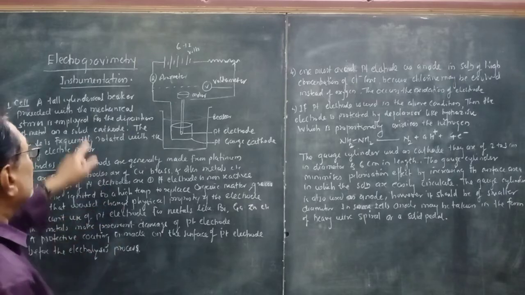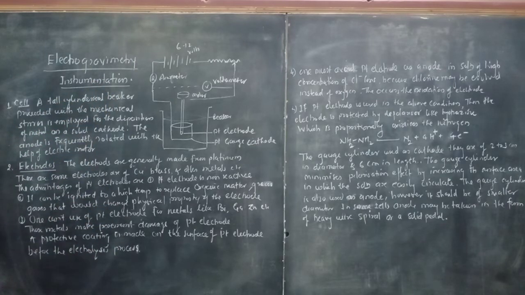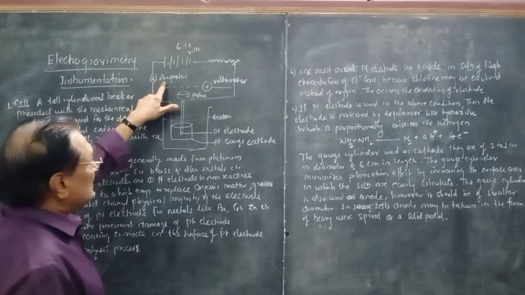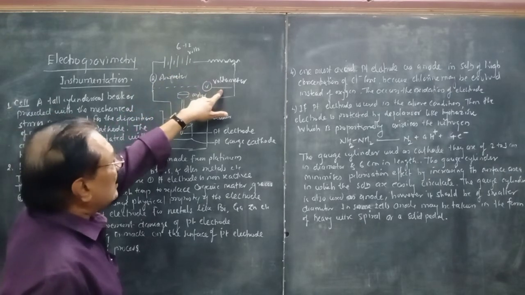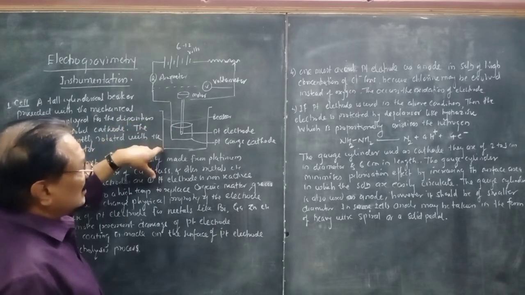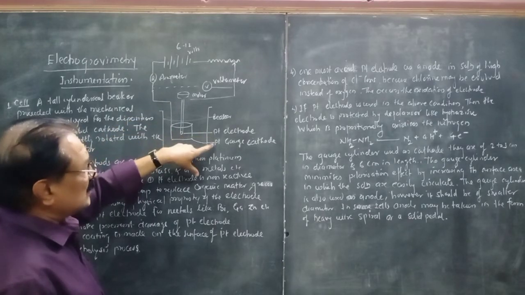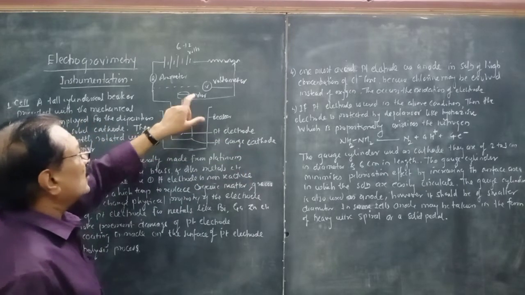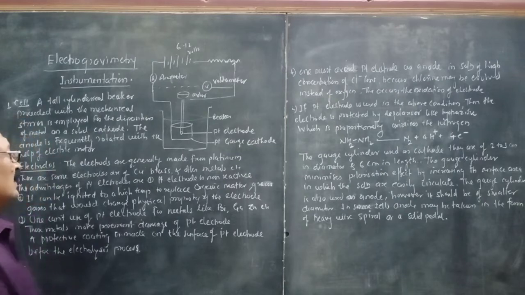Now we go for the instrumentation, meaning what instrument is used and what the different parts of the instrument used in the electrogravimetric technique are. See here, an amplifier is there, then a voltmeter is placed here, then a beaker containing the platinum electrode as well as the platinum gauze cathode, and a motor is used.